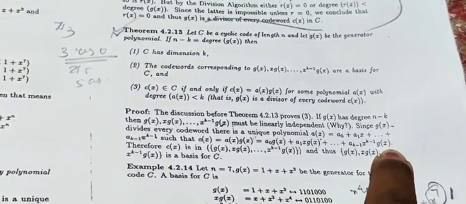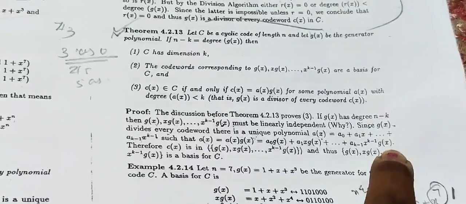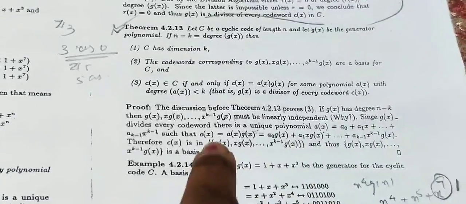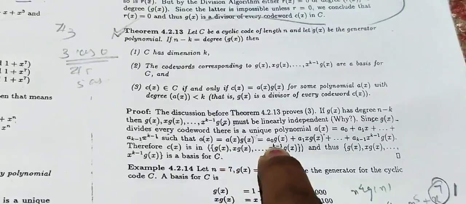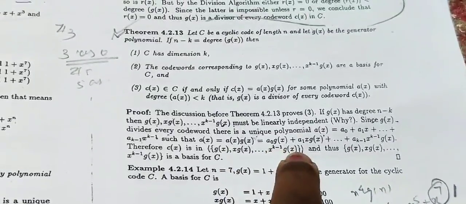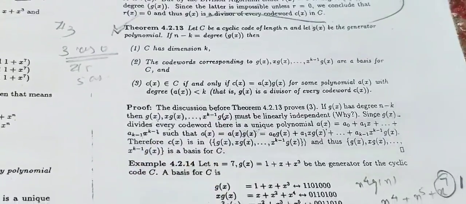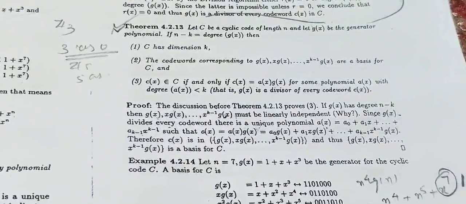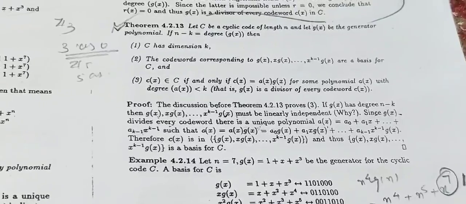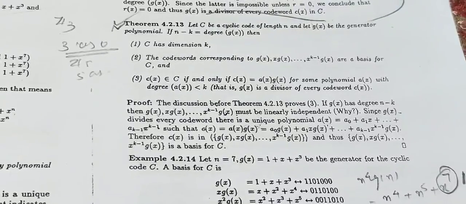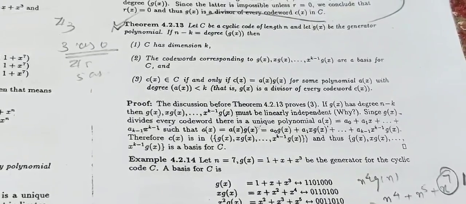Each one forms a linearly independent set also. So therefore g of x, x into g of x, etc., x raised to k minus 1 g of x is the basis of c of x. Okay, so we have a question. C is the linear code and g of x is the generating polynomial. So find the basis for c.